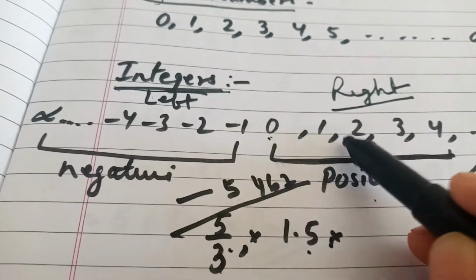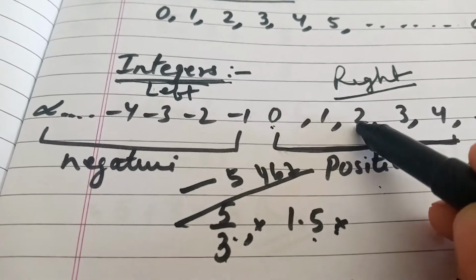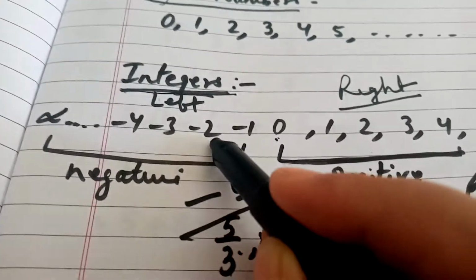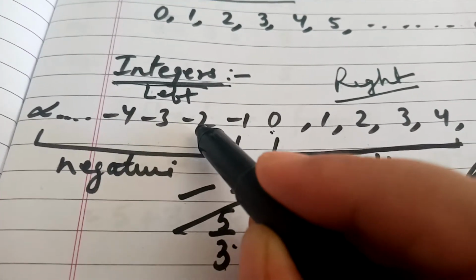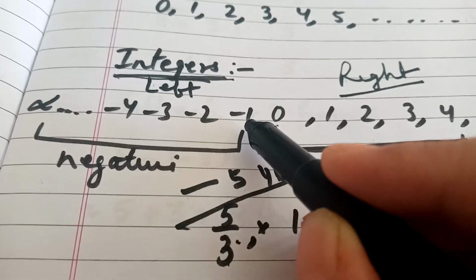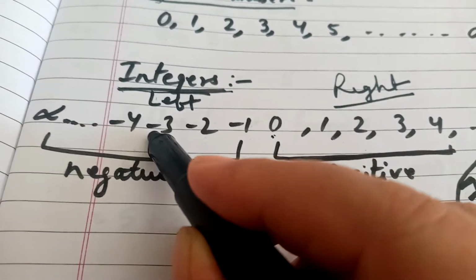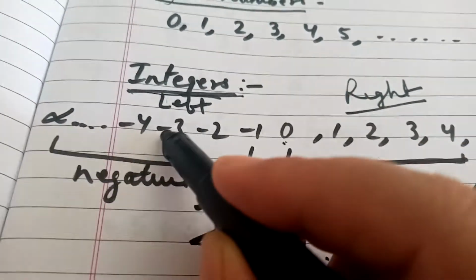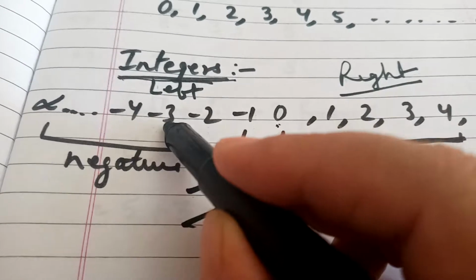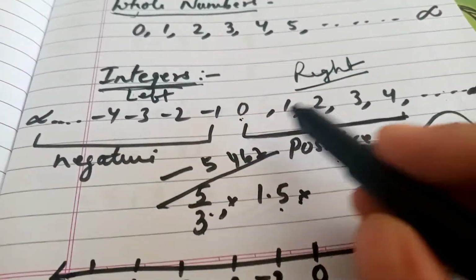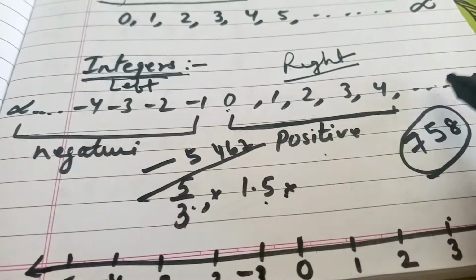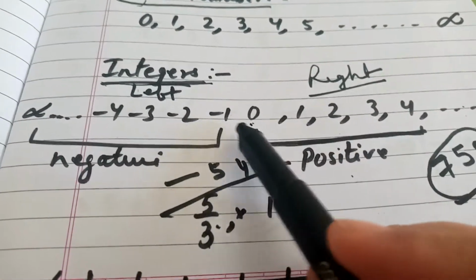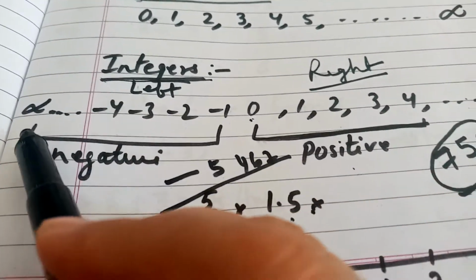So 2 is bigger than 1, 3 is bigger than 2. Similarly, -2 is smaller than -1. Similarly, -3 is smaller than -2, which means -1 is bigger than -2, -2 is bigger than -3, -3 is bigger than -4. That you have to remember. When we are moving to the right side, it is a bigger number. And when we are moving to the left side, it is a smaller number.